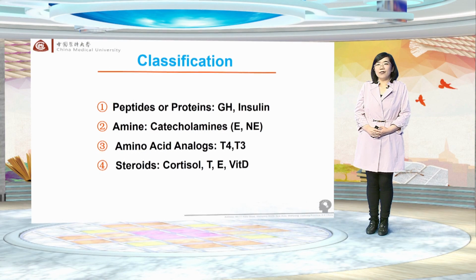Hormones have diverse chemical structures, mainly consisting of four classes. First, proteins or peptides like growth hormone, insulin. Secondly, amines like catecholamine. The third is amino acid analogs like thyroid hormones. Lastly, steroids like cortisol, estrogen, vitamin D.